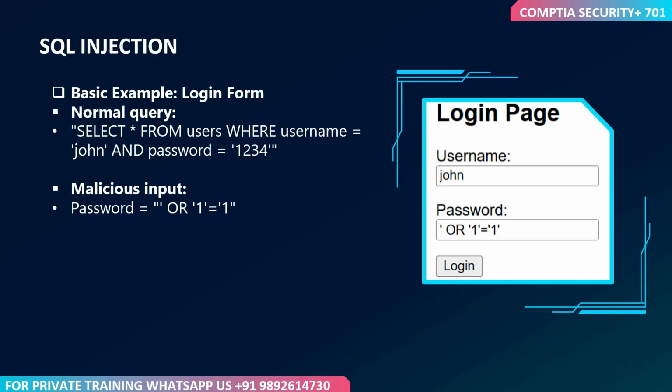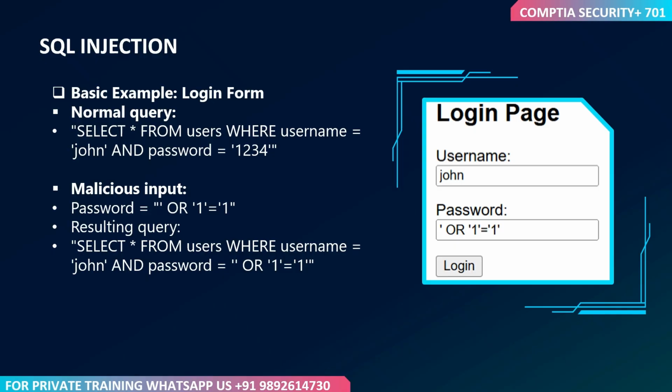But let's say someone enters something strange into the password field. Something like this: ' or 1 equals 1. Now let's see what happens when the site builds the query using that input. Select all from users where username equals John and password equals '' or 1 equals 1. If you read that out, it's basically saying, is there a user called John whose password is blank?